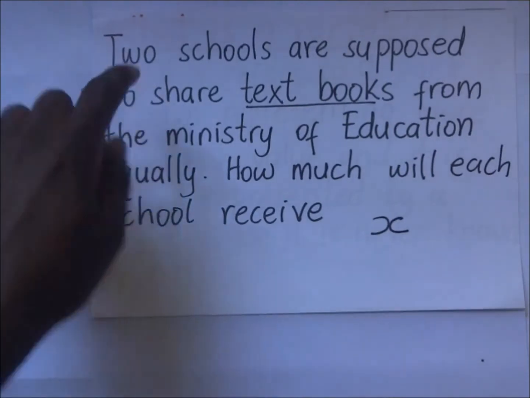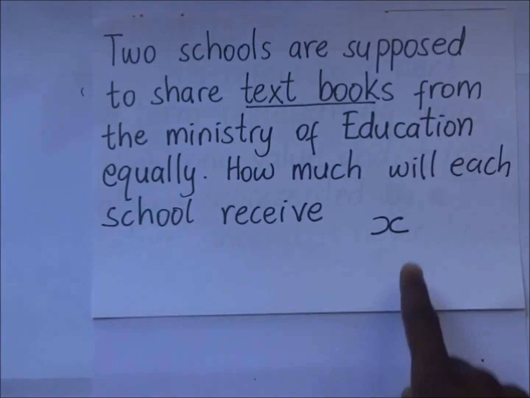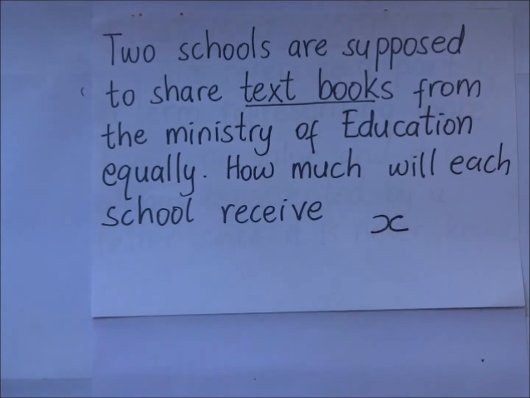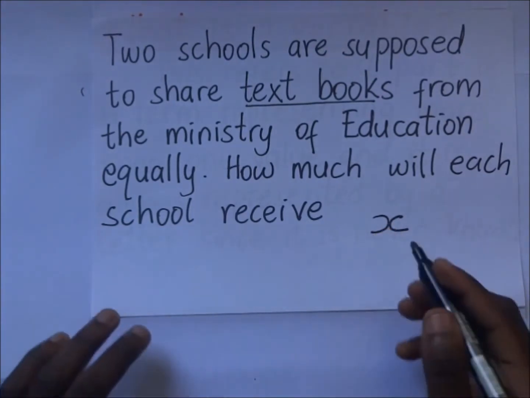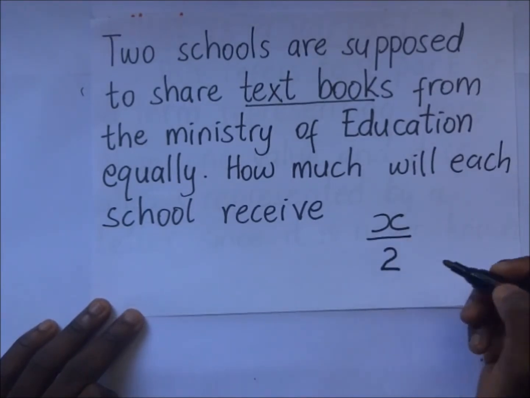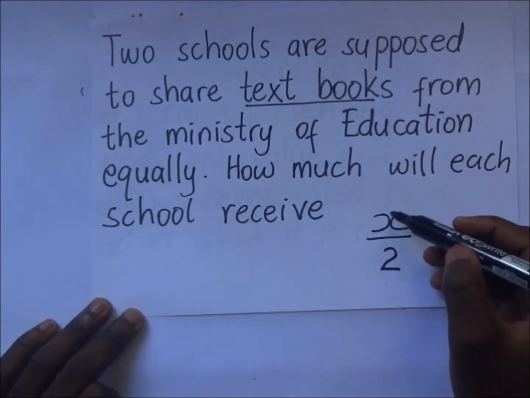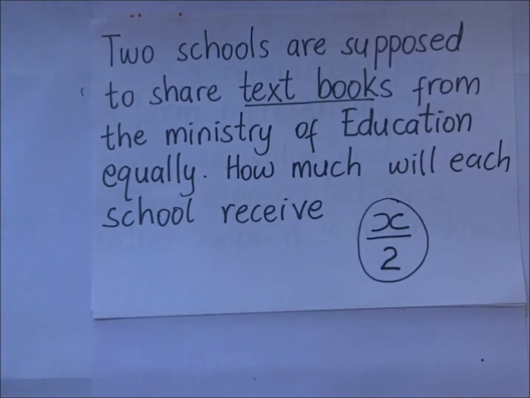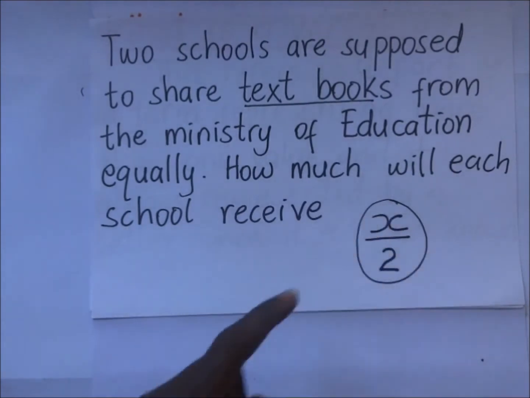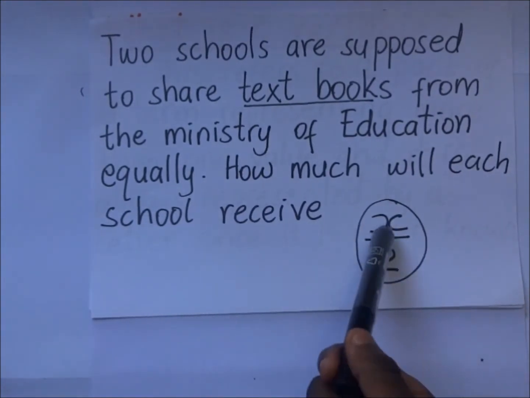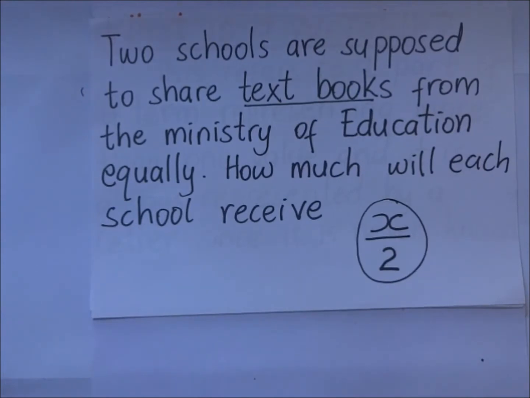So if these are two schools and they're supposed to share these textbooks equally, it means this value of X is supposed to be divided into two equal parts. So our algebraic expression in this case is X over 2. Because we do not know how many textbooks are going to be released by the Ministry of Education, this X becomes our variable.